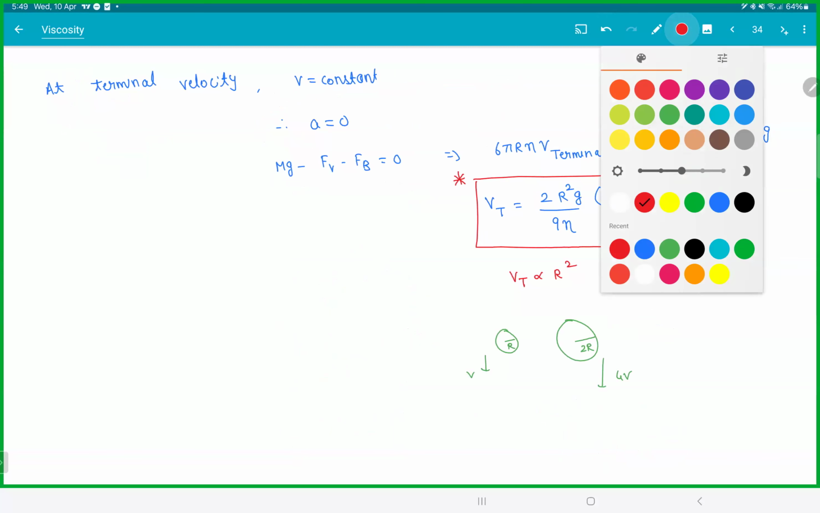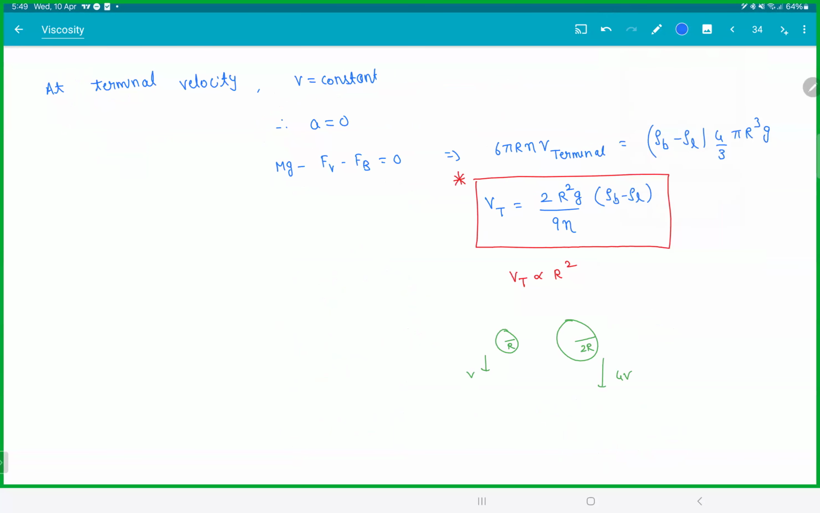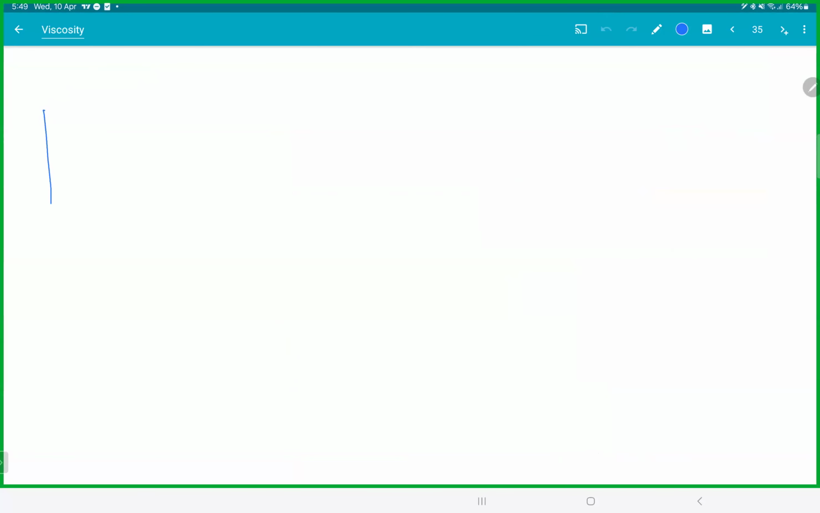Now, how to draw the graphs? Let's draw the VT graph. So VT graph, we got an exponential graph. So velocity versus time graph, you start from 0. As you go, you keep tending to a constant value. This is your v terminal. You're getting closer and closer, but you'll never reach that.